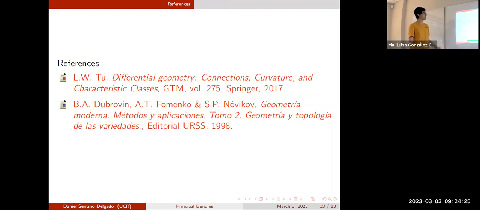So for this presentation, I used two books on differential geometry, one by Robin Flamenco and the other on geometry by Nabikov. I did read actually on Nabikov's book.